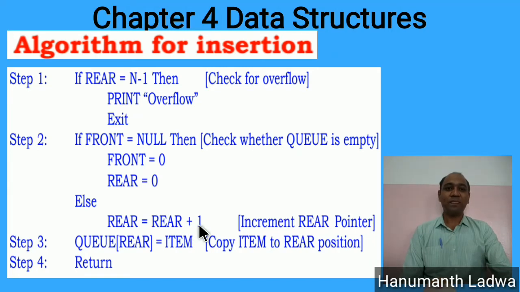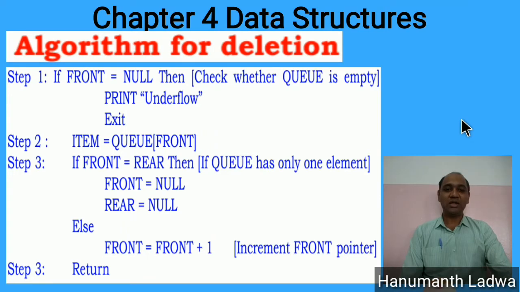We need to insert the element from the rear end of the queue. Step 3, Q of rear is equal to item. So this is the data item that is to be pushed into the queue at this rear position. Then step 4, return. Next we'll see how to delete an element from the queue.